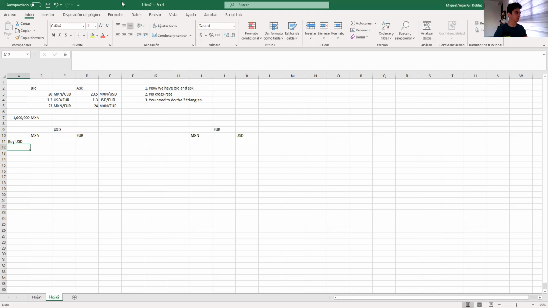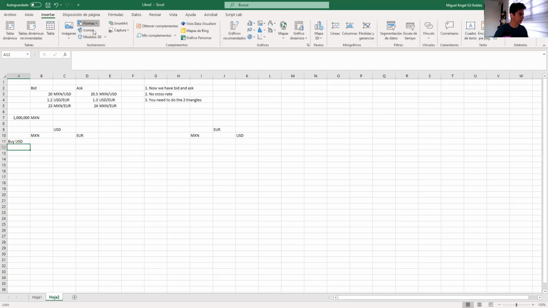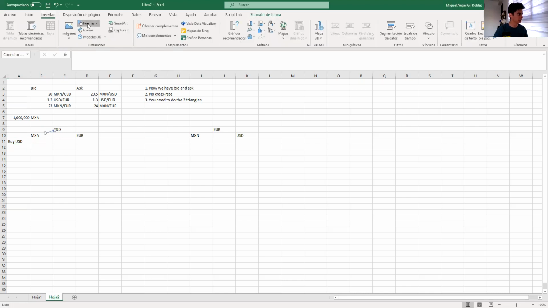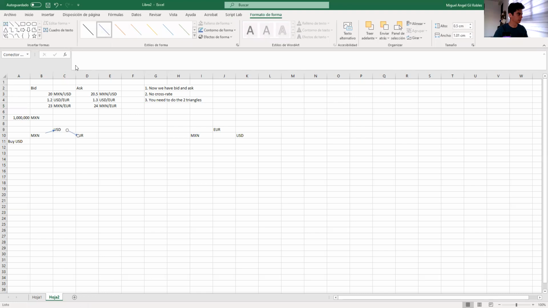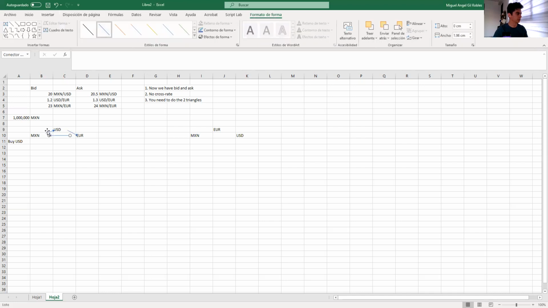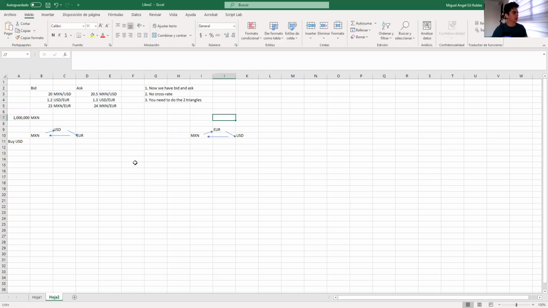dollars, right? Let me put the arrows, so maybe it's easier. It's like this, then again it's like this, again it's like this. To have a triangle in arrows, I will copy that and add it here. Okay, so the first step is to buy dollars. I have 1 million pesos, as in here.